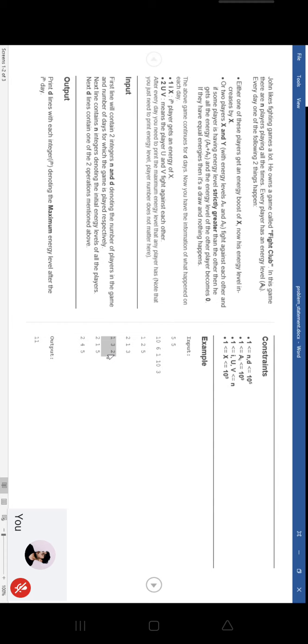Now you need to judge which particular player is the stronger player, that means which player has the higher energy level. Player number 1 has the higher energy level. So player number 1 will grab the entire energy of ax plus ay, that means 10 plus 1, that is 11. And the energy level of y will become 0. Okay, sir. Thank you, sir.